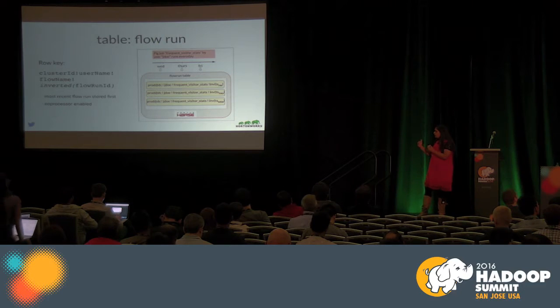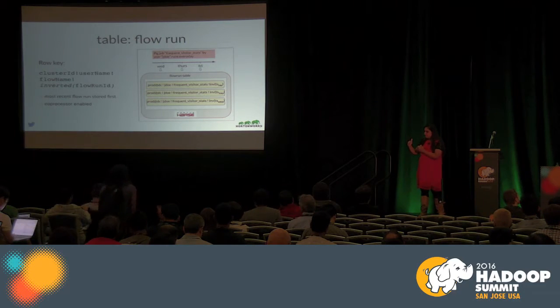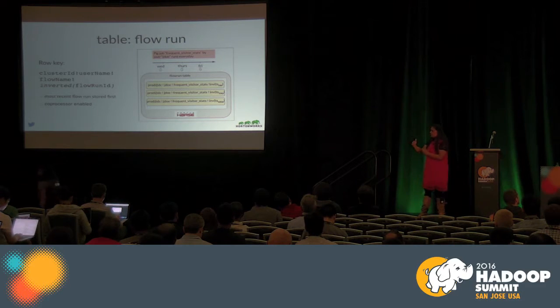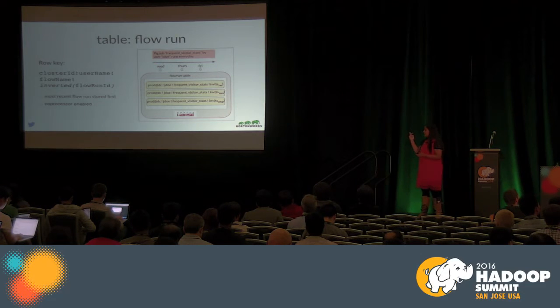So all the runs of a flow will be co-located in HBase. All the flows run by a user are co-located, and everything for a cluster, again, you'll get as part of one scan. This is the table that has the coprocessor enabled on it.